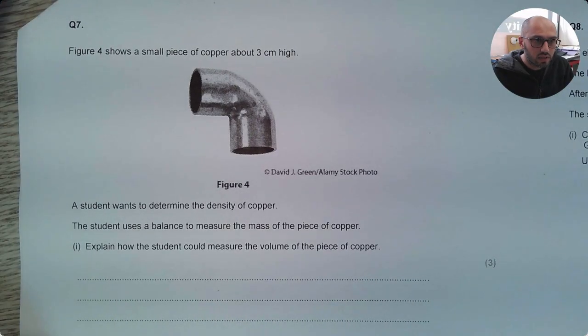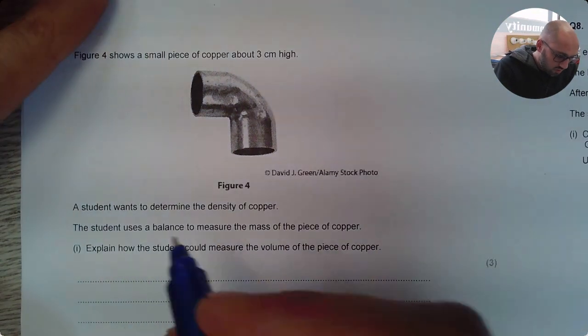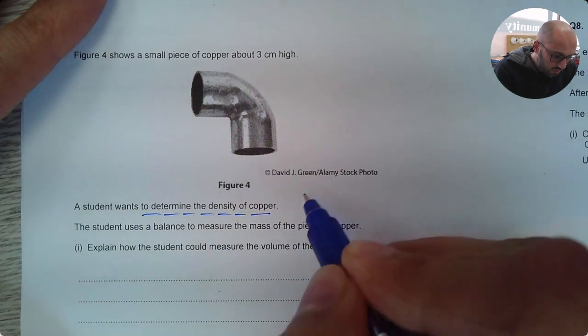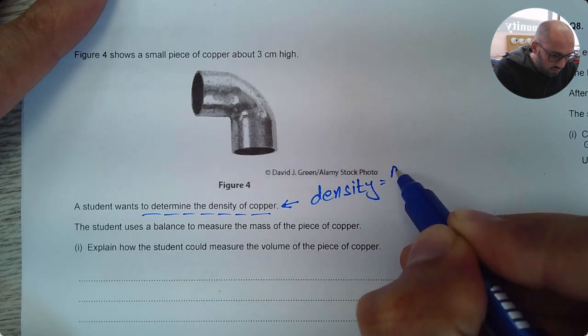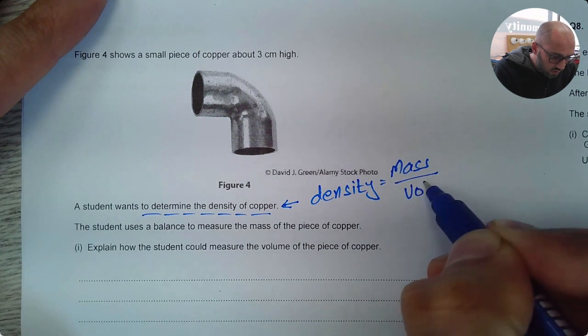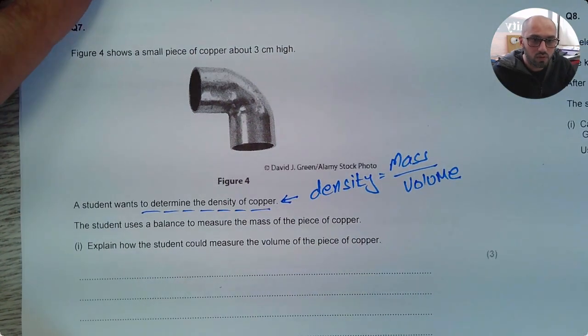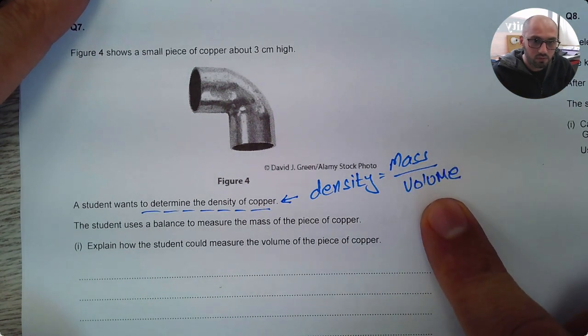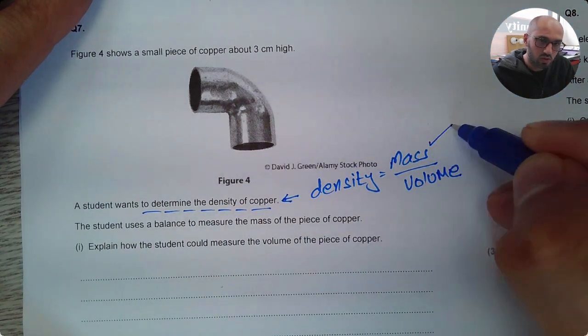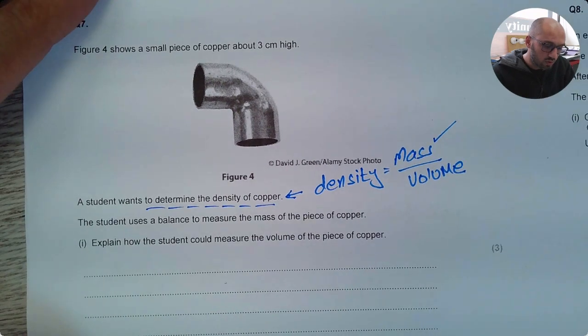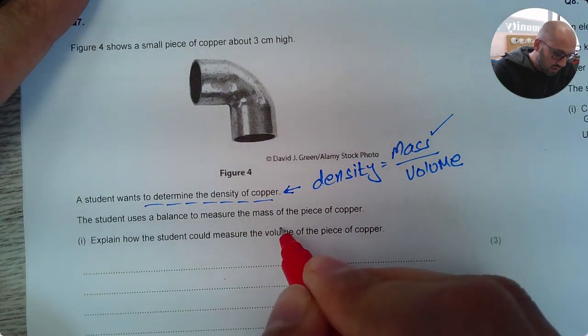This question says figure 4 shows a small piece of copper about 3 centimeters high. A student wants to determine the density of copper. So we'll write down the formula for density, and density is equal to mass divided by volume. If you have to determine the density, you'll have to make two measurements, a measurement for mass and a measurement for volume. It says the student has a balance to measure the mass of the piece of copper, so mass has already been done. The question says explain how the student could measure the volume of the piece of copper. Now we need to determine the volume.